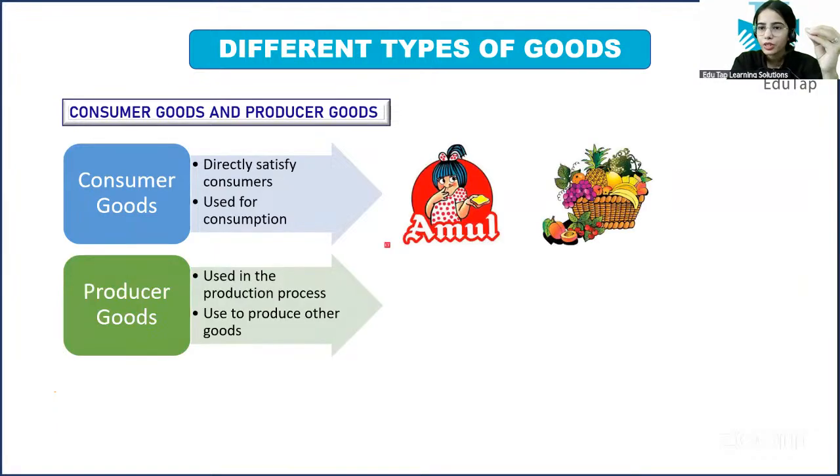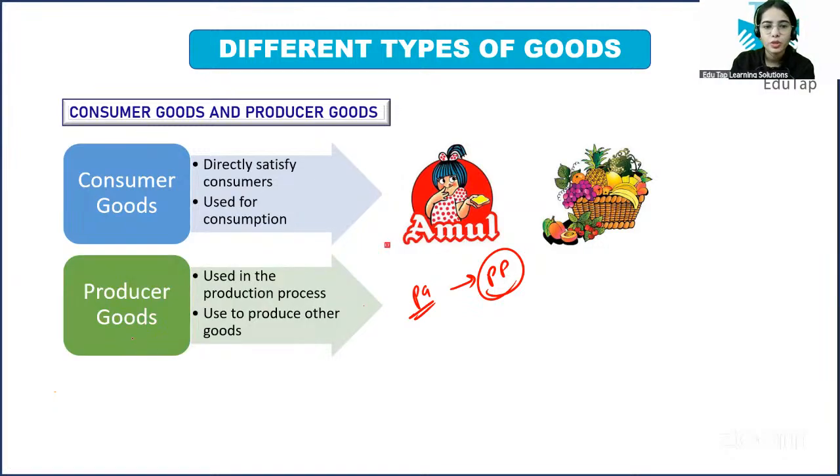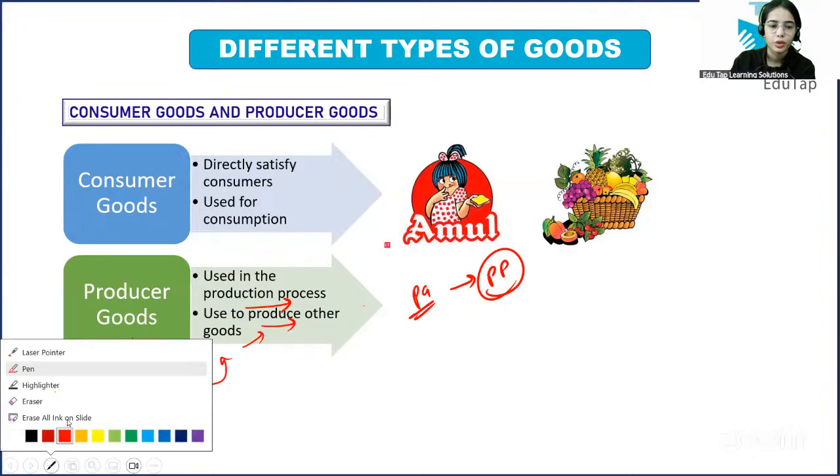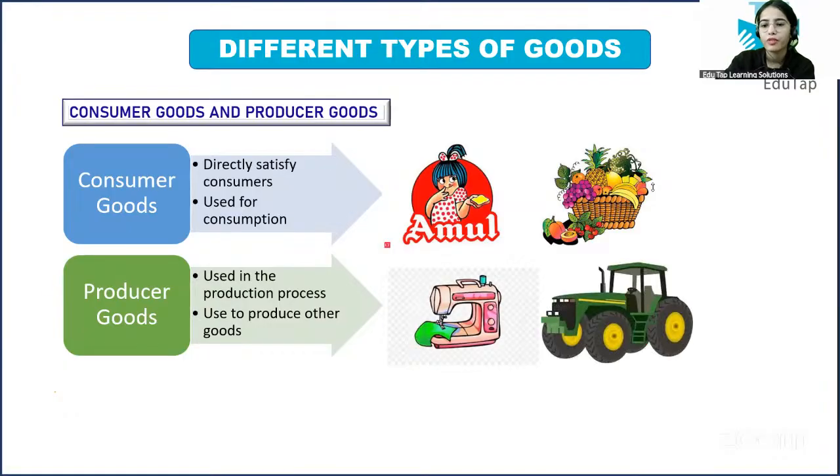Now, what are the producer goods? Anyone can tell me what the producer goods are? What are the producer goods that are used in the production process? Disha, raw material is something else that we will discuss in the coming slides. Producer goods are used in the production process. They are used to produce other goods, such as the tractor, sewing machine, fertilizers and such.